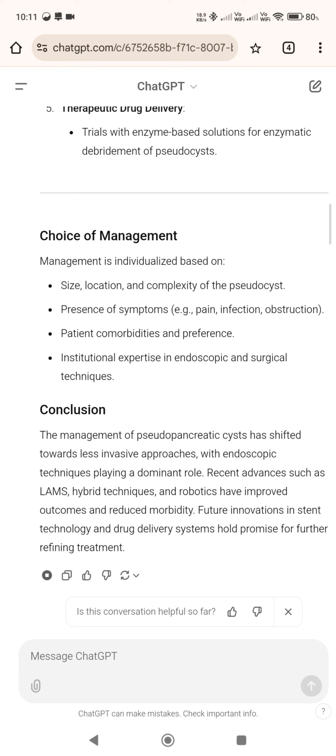Conclusion: the management of pseudopancreatic cysts has shifted towards less invasive approaches, with endoscopic techniques playing a dominant role. Recent advances such as LAMS, hybrid techniques, and robotics have improved outcomes and reduced morbidity. Future innovations in stent technology and drug delivery systems hold promise for further refining treatment.